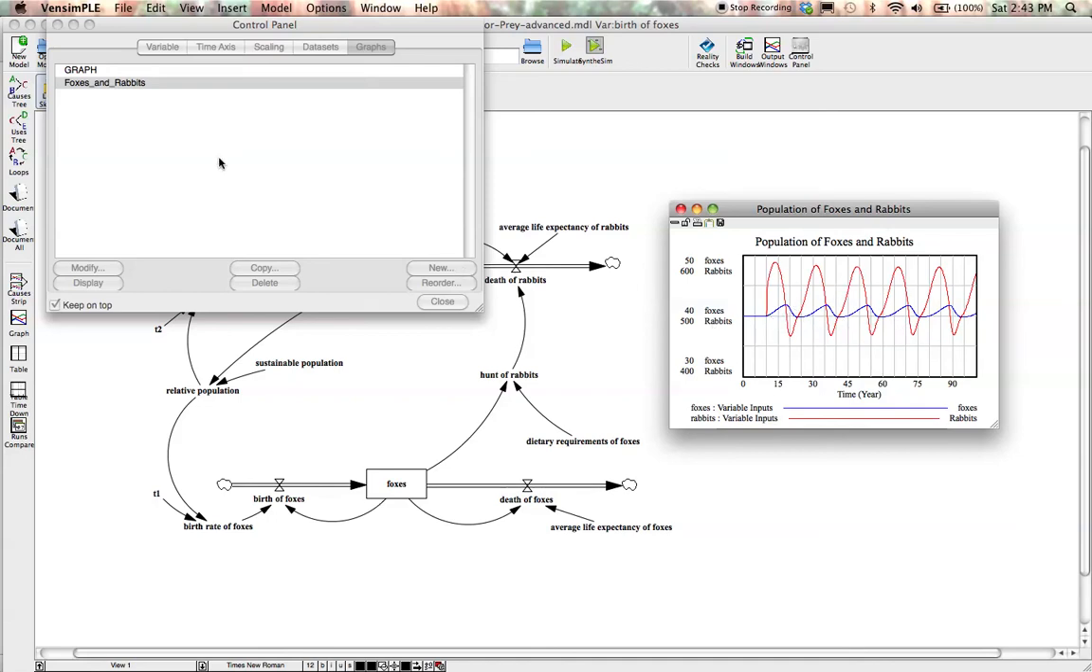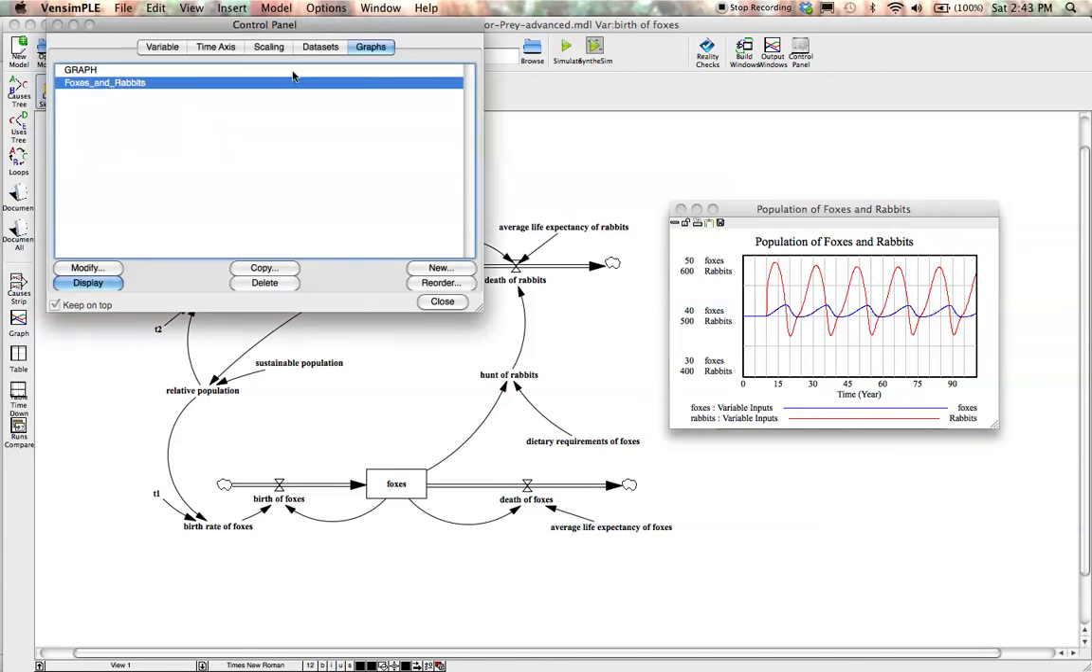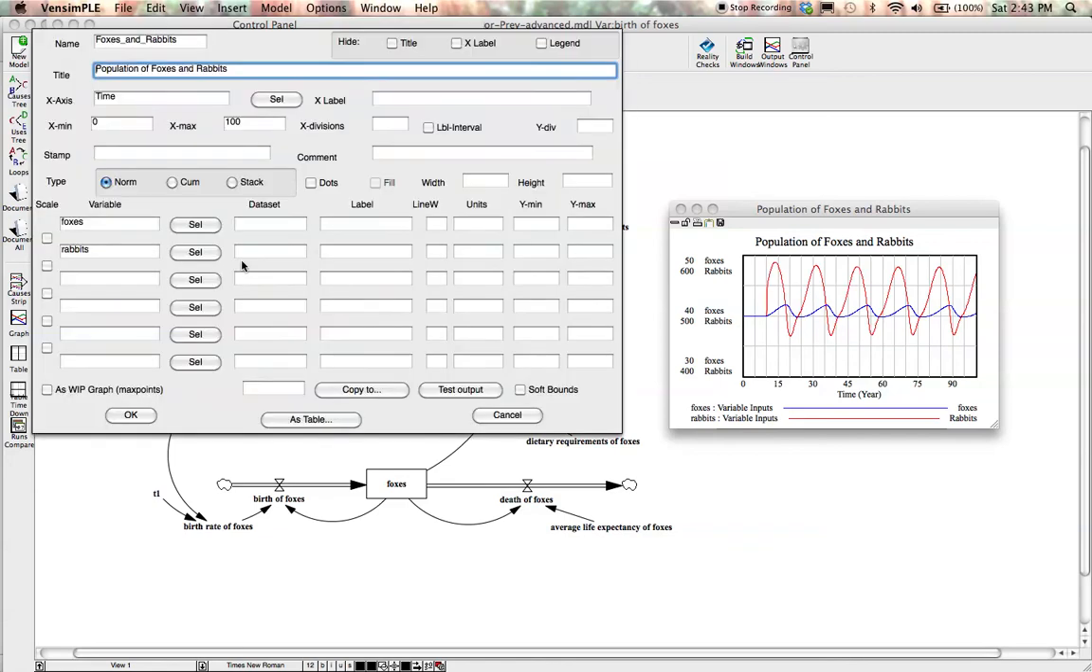Now I wanted to show you, if you select graphs from the Control Panel, select the graph that you want to look at, and say modify in this case, you can see here how to set up this model. You can give it a name, and I called that foxes and rabbits. You can give it a title, which is the legend that appears on top of the graph. And in here you can put all the variables that you want to plot together. It allows you to do up to 6 here. I just wanted to do the 2.